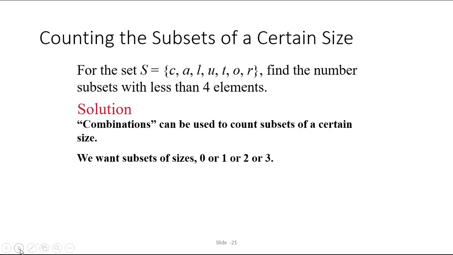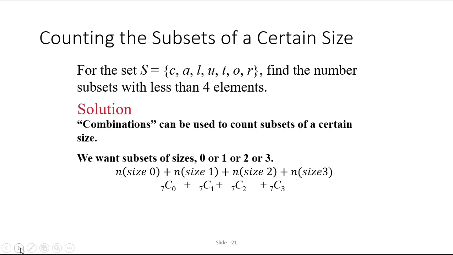We want subsets with less than 4 elements. So another way of saying that is we want subsets of size 0 or 1 or 2 or 3. By the additive counting principle, then, we're going to add the number of size 0 plus the number of size 1 plus the number of size 2 plus the number of size 3. And notice there's no overlap between those. Those are disjoint. The way that you count the number of subsets of size 0 from a 7-element set is 7C0. The number of size 1 is 7C1, the number of size 2 is 7C2, and the number of size 3 is 7C3. Or 1 plus 7 plus 21 plus 35, which is a total of 64 different possible subsets.